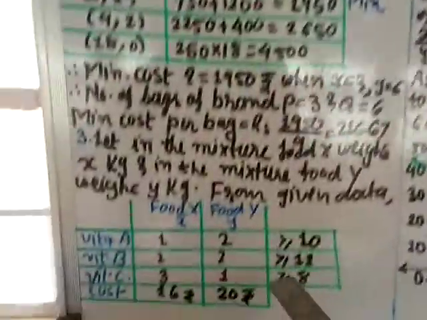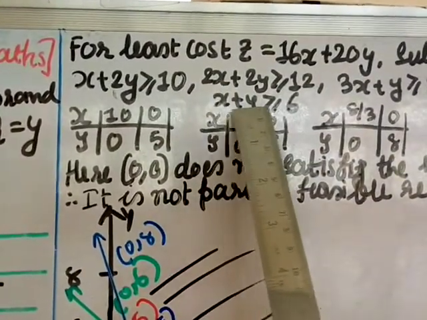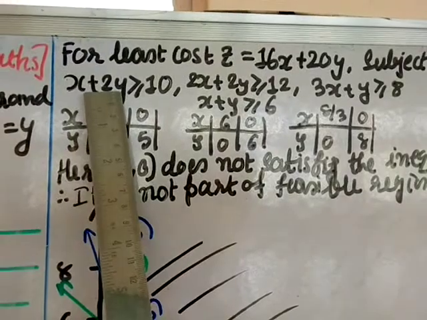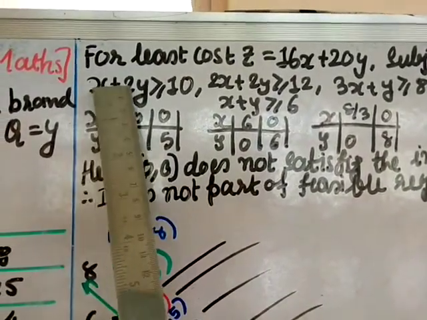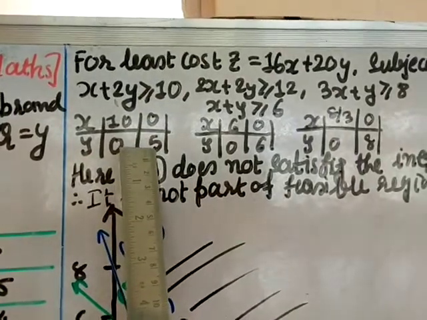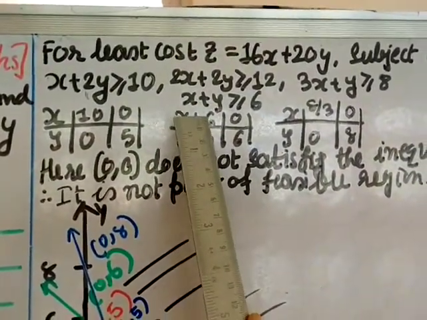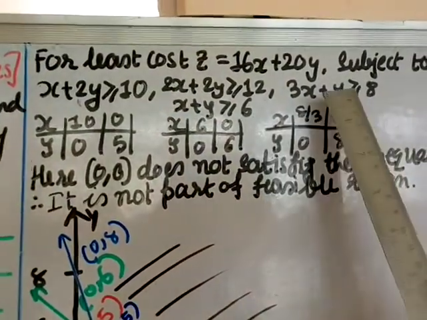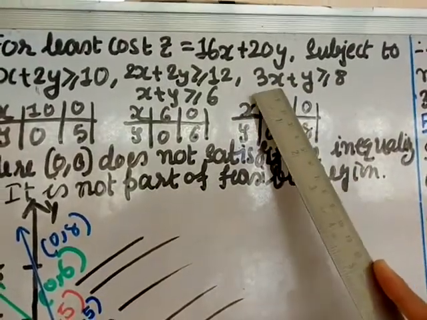Dividing the second by 2, we get x plus y greater than or equal to 6. Now we find the points. Taking y equal to 0, x is 10, so (10, 0). Taking x equal to 0, 2y is 10, so y is 5. For the second line, y 0 gives x 6, and x 0 gives y 6. For the third, y 0 gives x equal to 8 by 3, and x 0 gives y equal to 8.